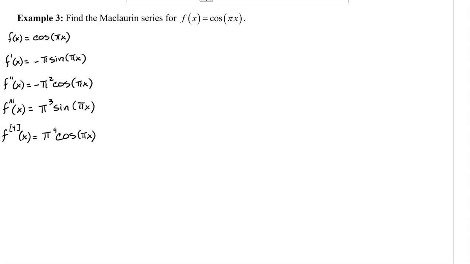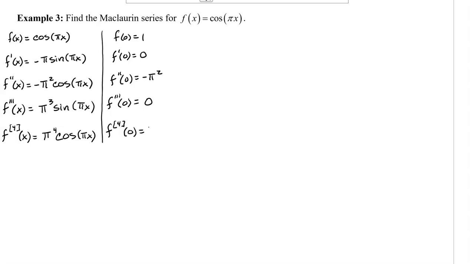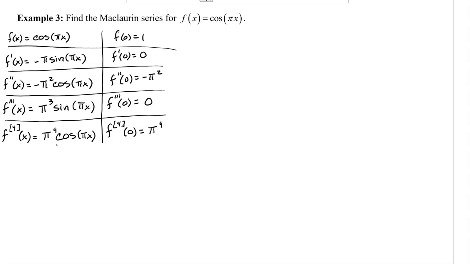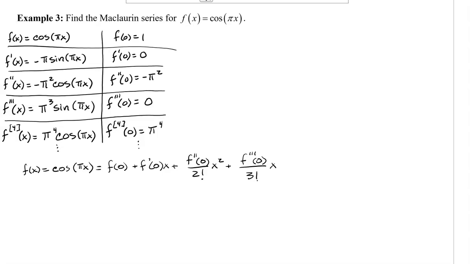Now, since we're constructing a Maclaurin series, we will evaluate each of these at 0. So the Maclaurin series for our function f of x equals cosine pi x will equal f of 0 plus f prime of 0 x plus f double prime at 0 over 2 factorial x squared, f triple prime at 0 over 3 factorial x to the third, like this.